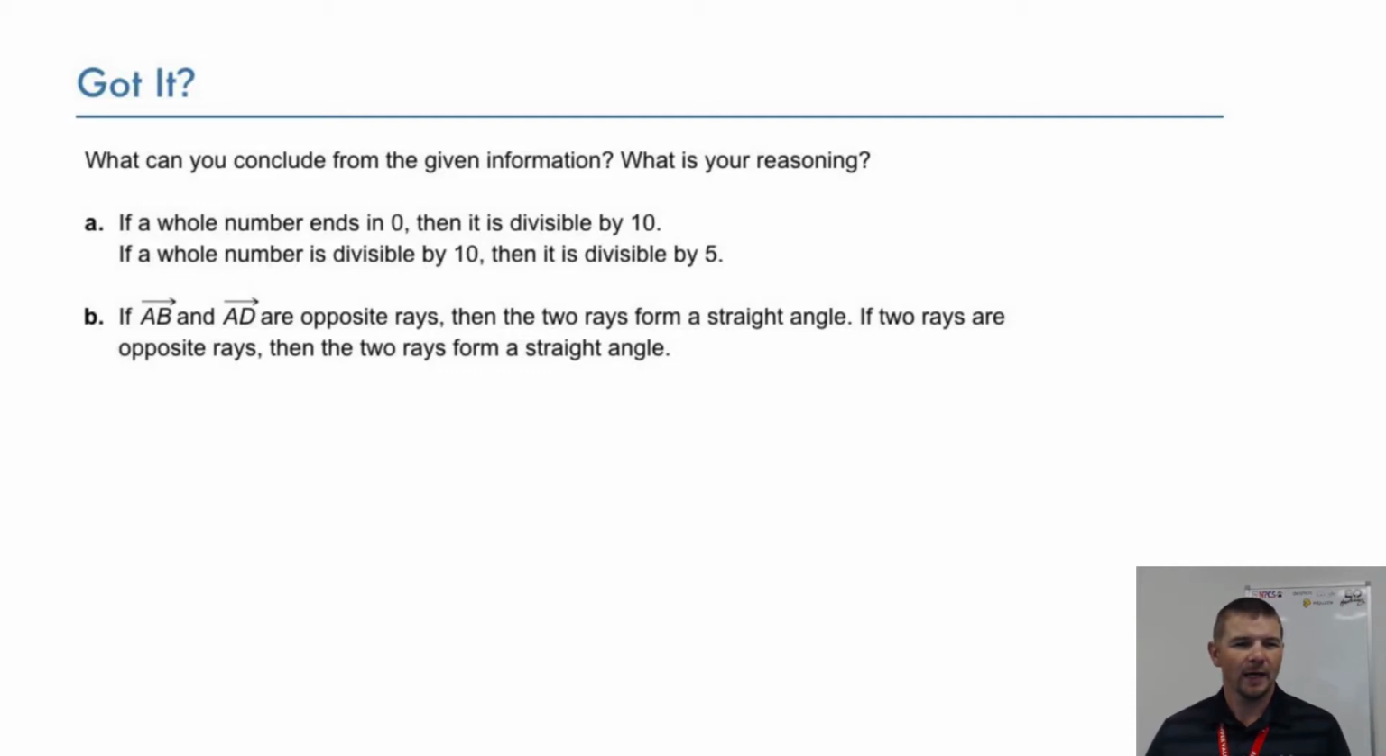Part B. If ray AB and ray AD are opposite rays, then the two rays form a straight angle. And if two rays are opposite rays, then the two rays form a straight angle.